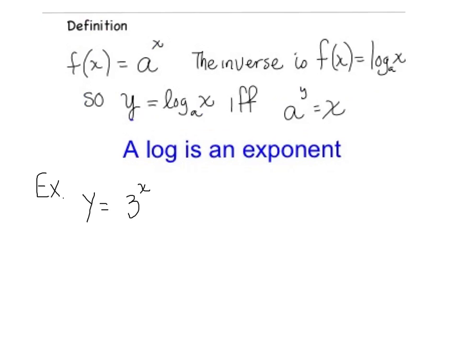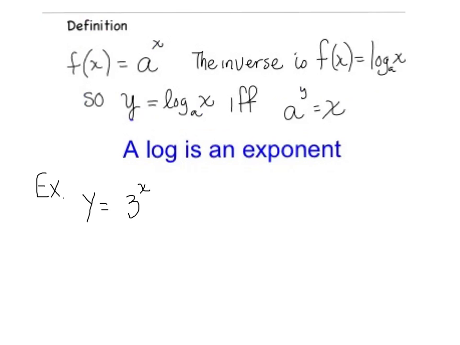One important thing to remember about logs, and one that will help you when you're dealing with them, is to remember that a log is equal to an exponent. A log is an exponent. It's a way to write exponentials in a different way. It's also a way that's used to handle very large numbers, and so that's why logarithms were created.